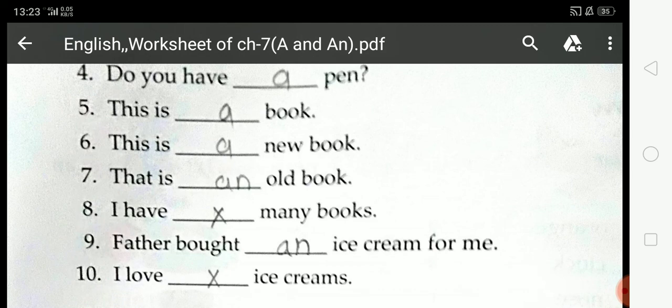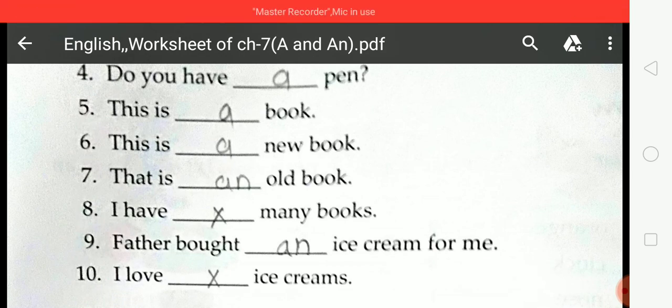So student, I hope you all understand about these exercises, and you have to do these exercises in your SW copy. So student, thank you.